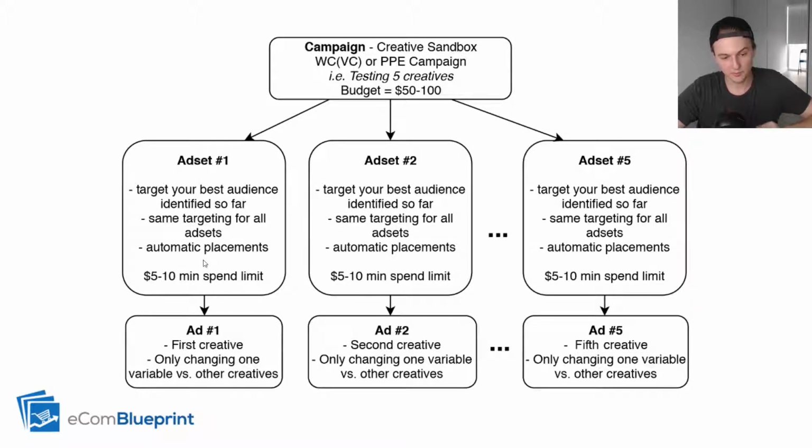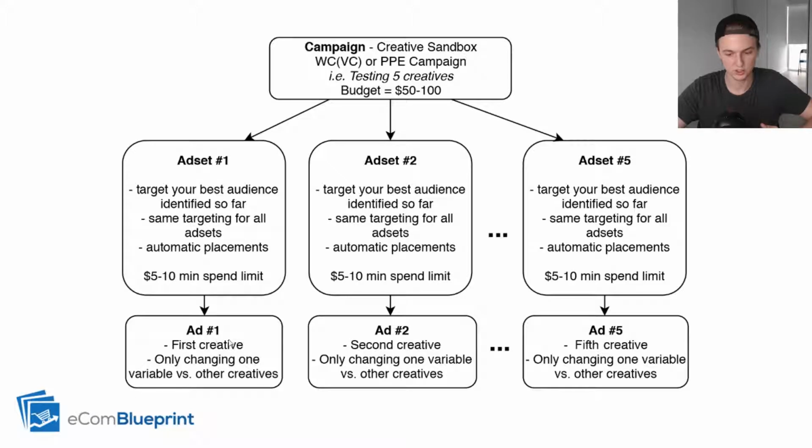Now, for placements, you just want to do automatic placements. And then the last thing is you want to set a spend limit. And so you want to set the spend limit to half of the budget per ad set. So if you're doing $10 per ad set, you want to set a spend limit of $5. This is just to ensure that all ad sets get some testing data.